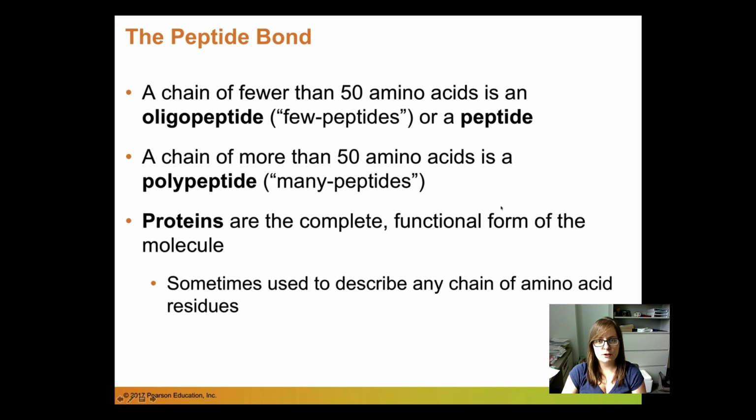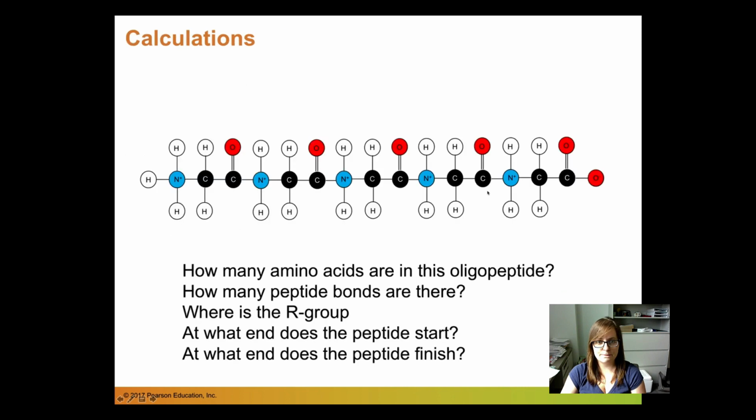So a chain of fewer than 50 amino acids is called an oligopeptide, or a few peptides, or just a peptide. And a chain of more than 50 amino acids is called a polypeptide. Proteins are the complete functional folded form of a molecule, and sometimes used to describe any chain of amino acids or residues. But for the most part, in this podcast, we're going to be talking about oligopeptides.